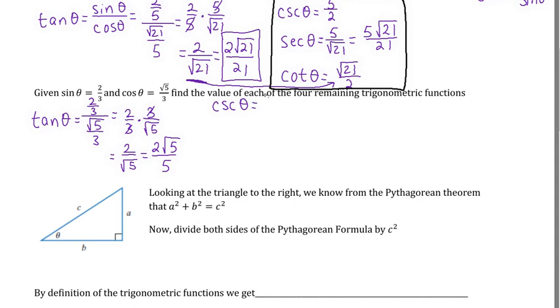Cosecant theta is going to be 3/2. Secant theta is going to be 3 divided by the square root 5, which is 3 square root 5 divided by 5. And cotangent theta, last but not least, is going to be square root 5 divided by 2.